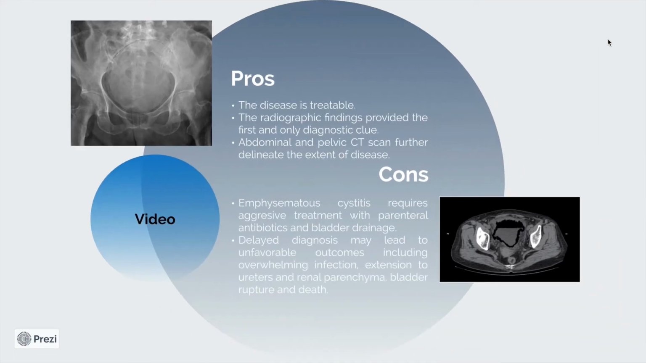Pros and cons. Pros: the disease is treatable. The radiographic findings provide the first and only diagnostic clue. Abdominal and pelvic CT scan further delineate the extent of the disease. Cons: emphysematous cystitis requires aggressive treatment with parenteral antibiotics and bladder drainage.